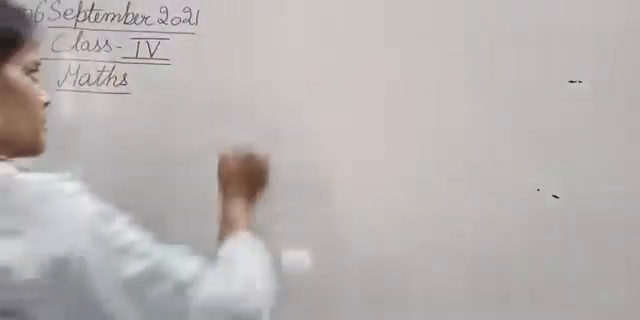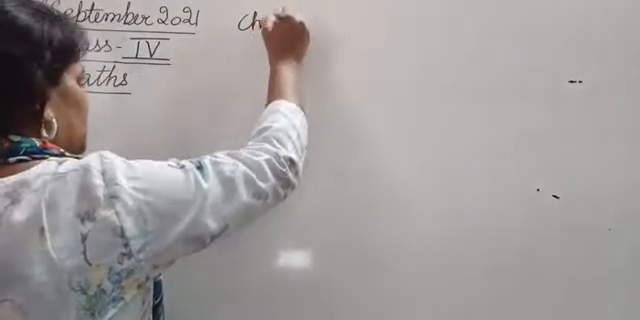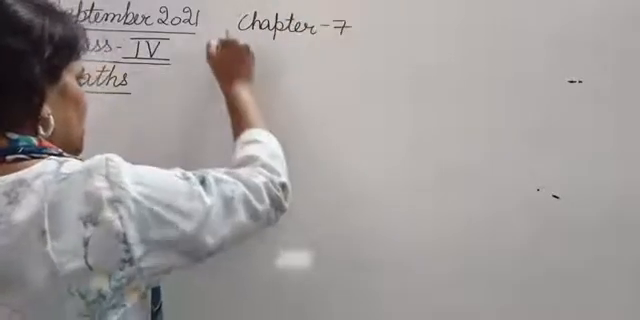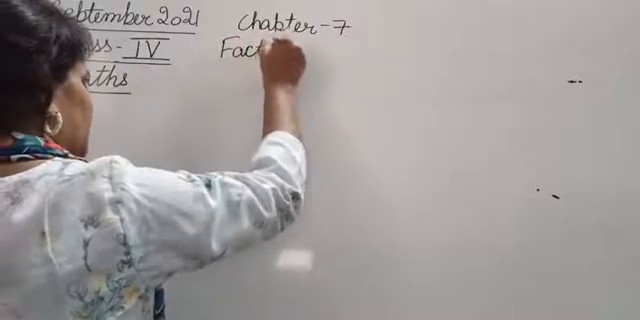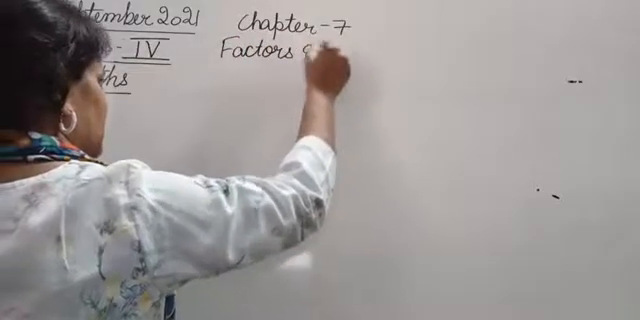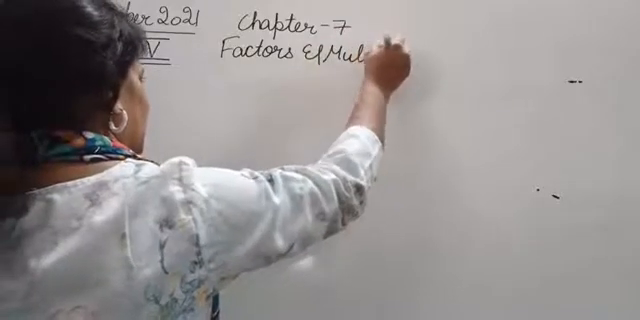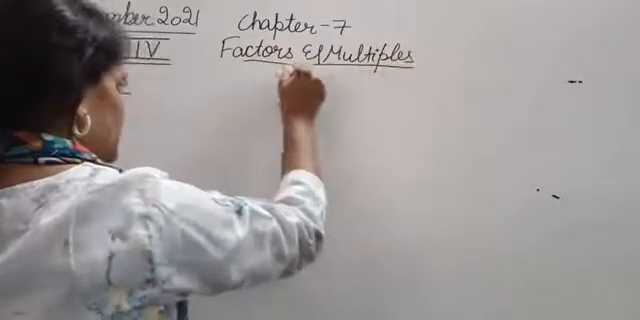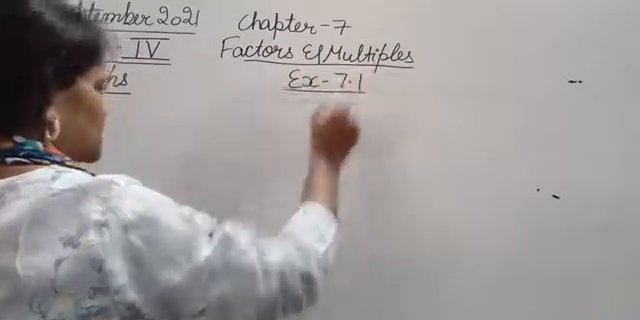Okay, the topic is chapter number 7, that is factors and multiples, and we were on exercise 7.1.